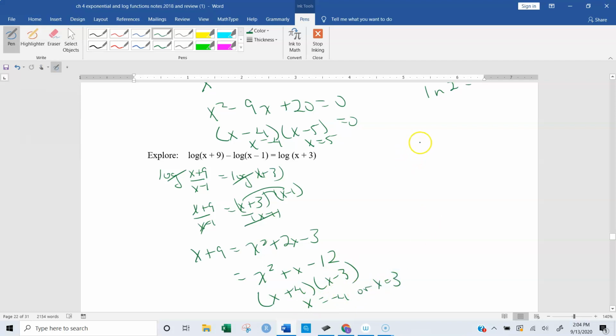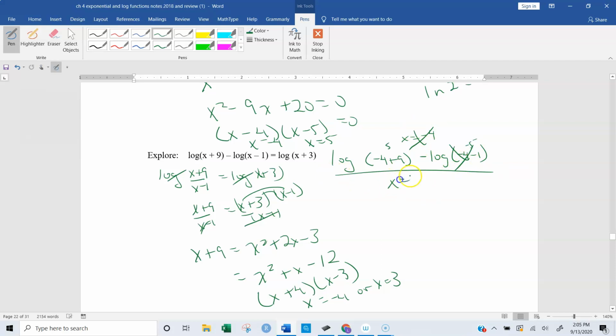So now we have to check. Let's plug in the -4. Okay, we're going to do the log of -4 plus 9. So that's just the log of 5, so that's good. Minus the log of -4 minus 1. Well, that's -5. Immediately, the minute I have a negative, we cannot do it, does not work. Okay, so that one's bad.